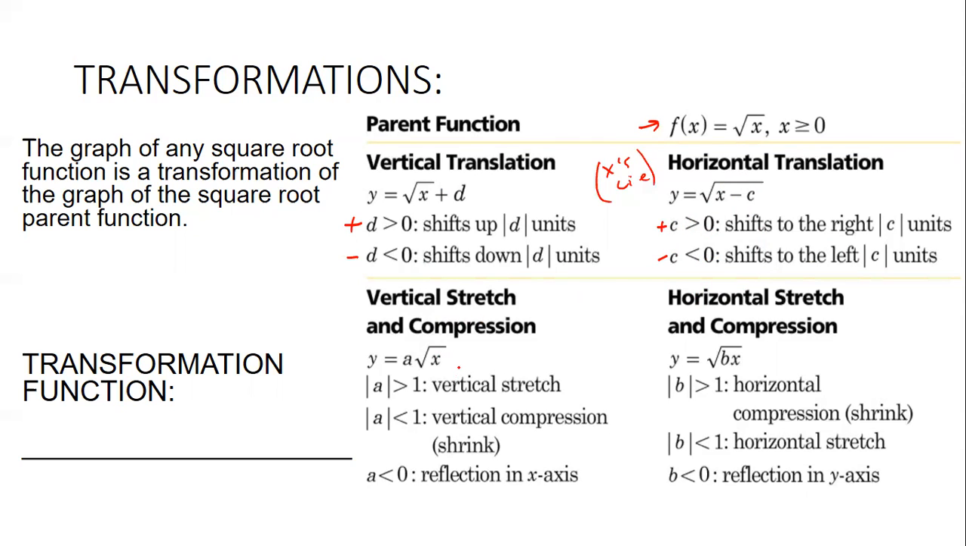Our vertical stretch and compression, that is our variable on the outside of our radicand. So on the outside of our radicand, that's our variable right here, a. If the absolute value of a is greater than 1, that's a vertical stretch. If the absolute value of a is less than 1, that is a vertical compression. And if a is less than 0, which means if a is negative, it's a reflection in the x-axis.